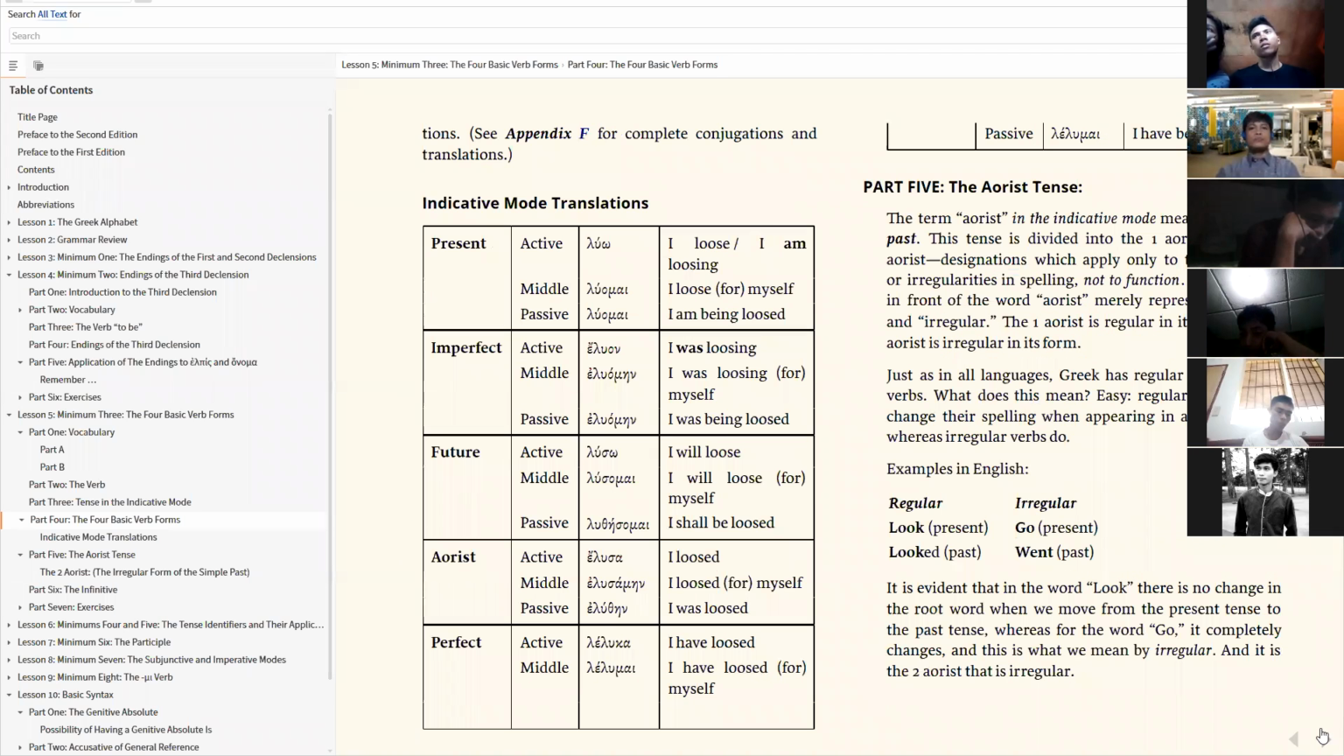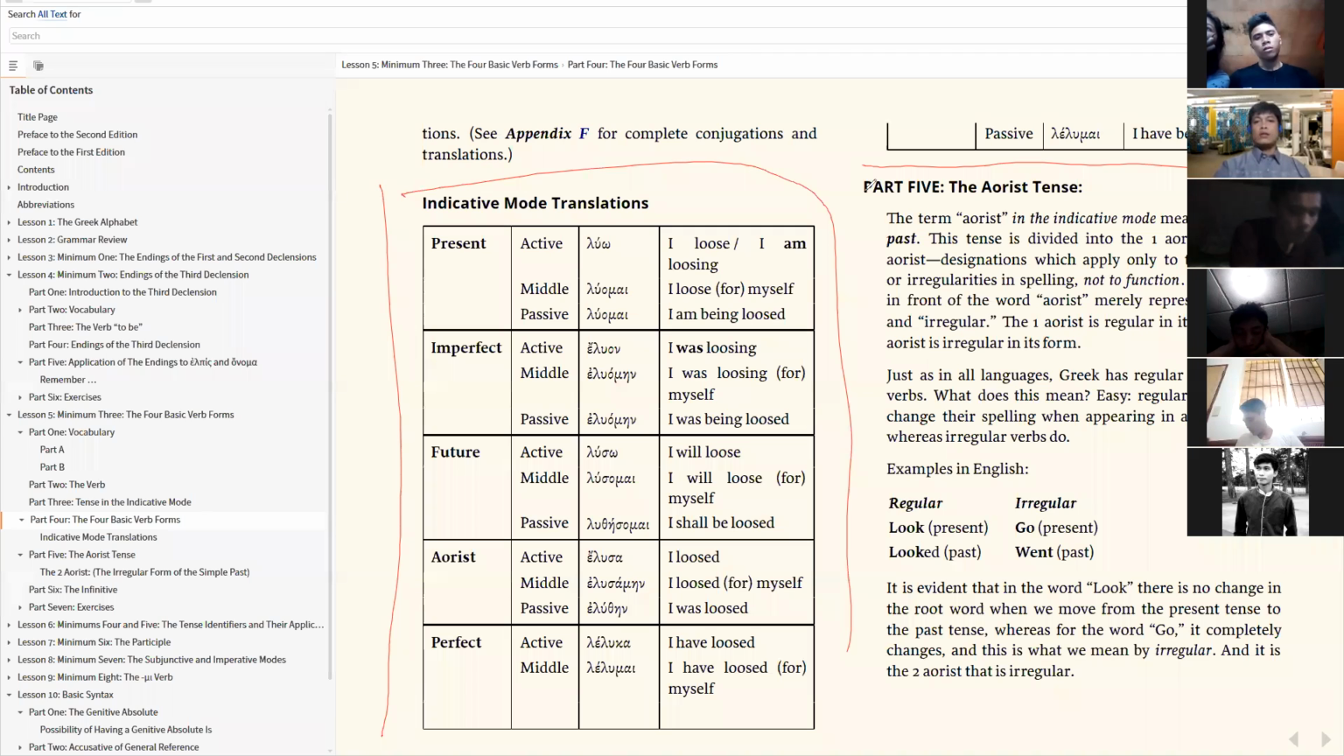So what you have here now is the paradigm. If you forget all about what we have for today, don't forget this. This is the most important part of our lesson, or one of the important parts of our lesson: the translation of the indicative mode.